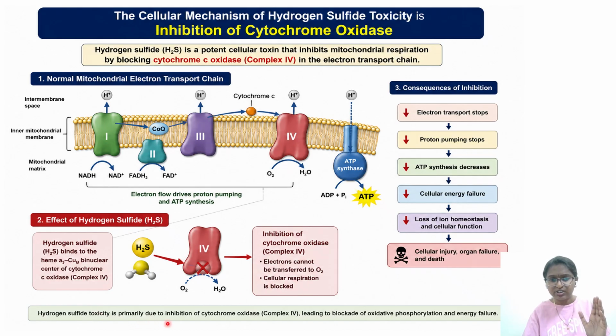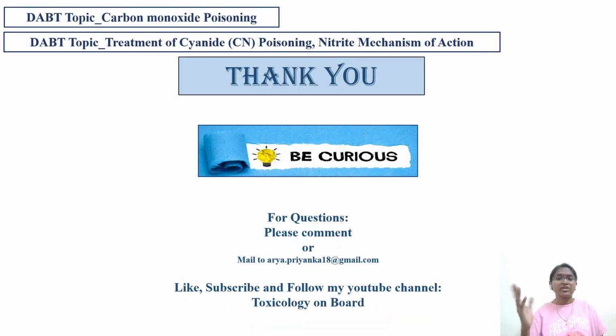Hydrogen sulfide toxicity is primarily due to inhibition of cytochrome oxidase complex 4, leading to blockade of oxidative phosphorylation and energy failure. So the same concept you will learn in the case of cyanide poisoning also. That is the reason earlier people used to use cyanide for killing or for suicide.